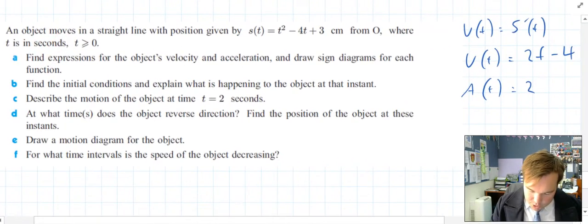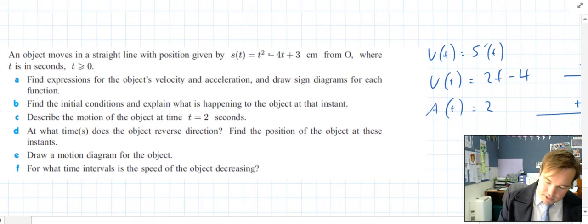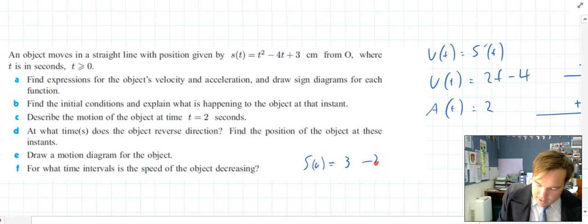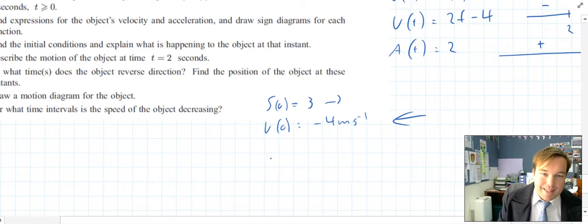Alright, find the initial conditions and explain what is happening to the object at that instant. Let's look at displacement. So s(0) is equal to 3, i.e. it is 3 meters to the right of the origin. v(0) is equal to -4, meaning it is travelling 4 meters per second towards the origin in that instant. a(0) is 2 meters per second squared, meaning it is accelerating in this direction.